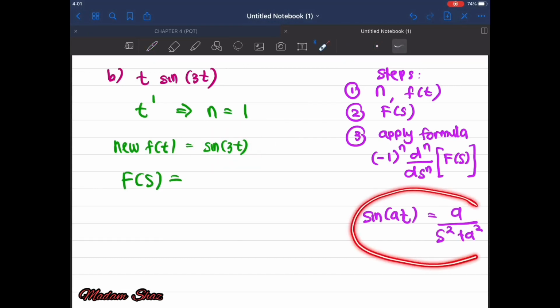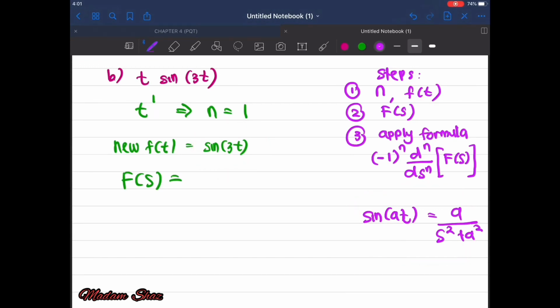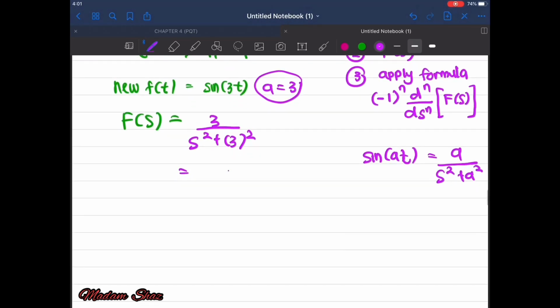So from the table of the Laplace transform, sine at is equal to a over s square plus a square. So we have sine 3t here, so our a is equal to 3. Now substitute into the formula in the table of the Laplace transform, a over s square plus a square. We substitute our a to become 3, so 3 over s square plus 3 square. Simplify the denominator, 3 over s square plus 9.